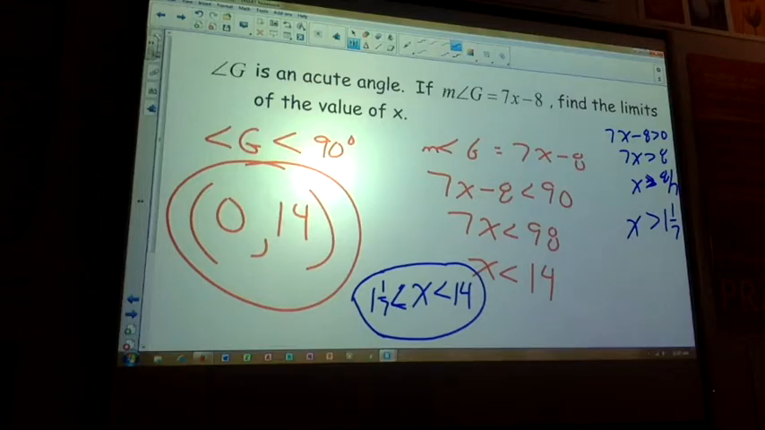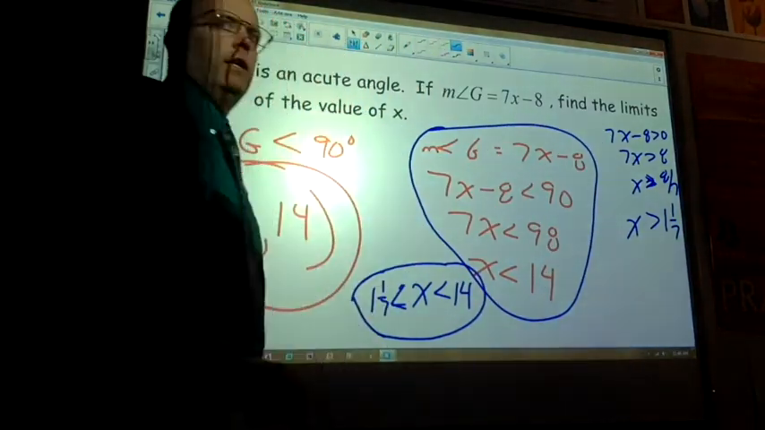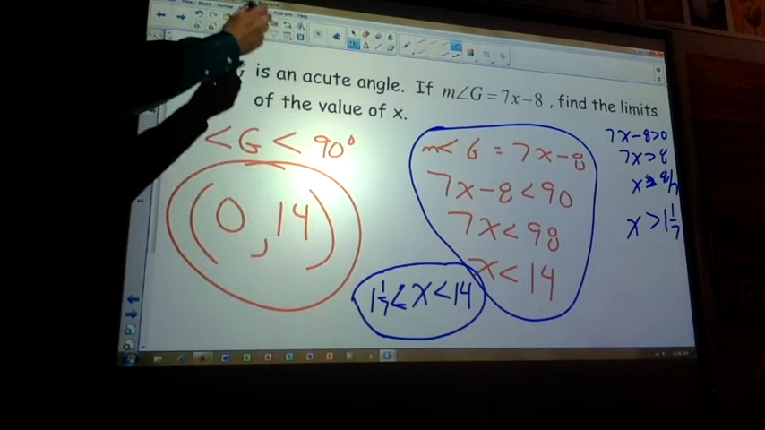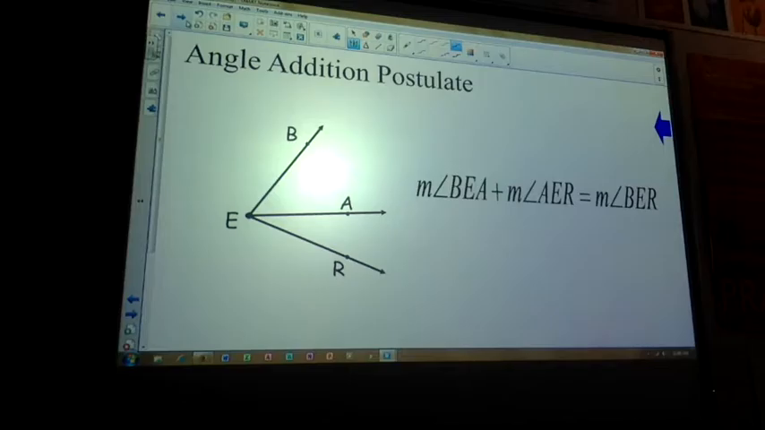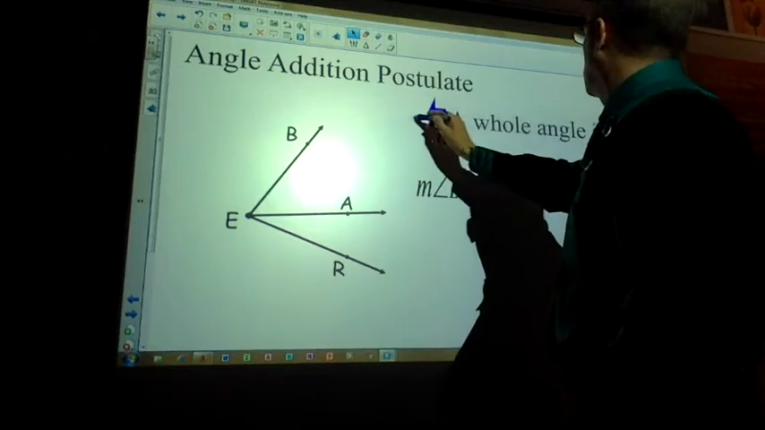My 0 is wrong. What should it be? 1.2? What is 7 times 1.2? It's like 8.4. So what I should do is set up this inequality. That gives 1.17. So I need to change this limit down here to 1.17. I got this out of the second inequality and I goofed up.